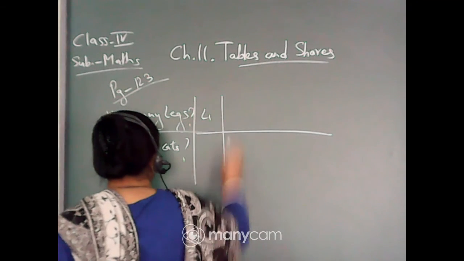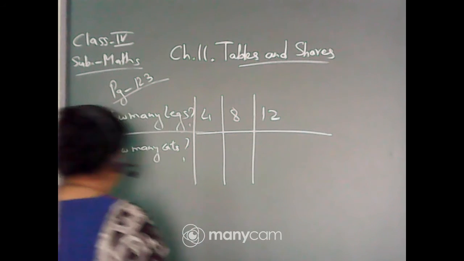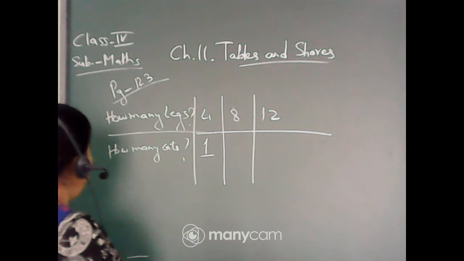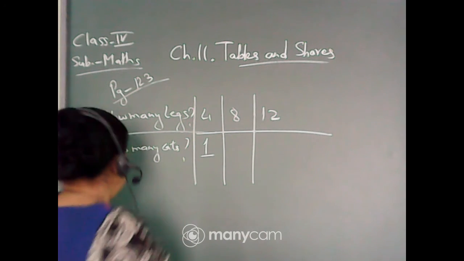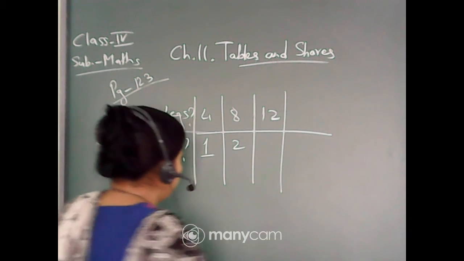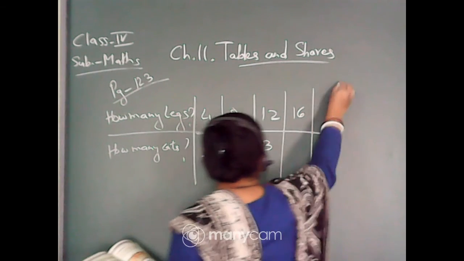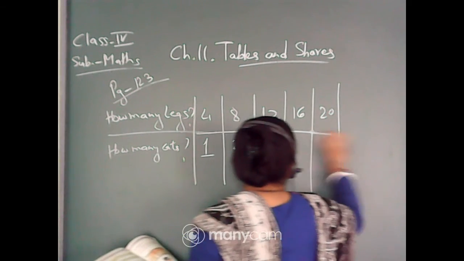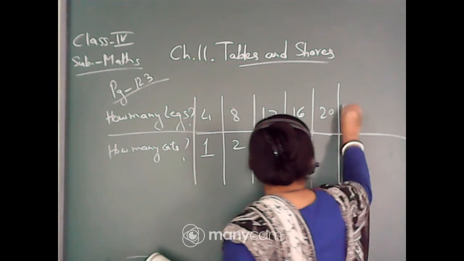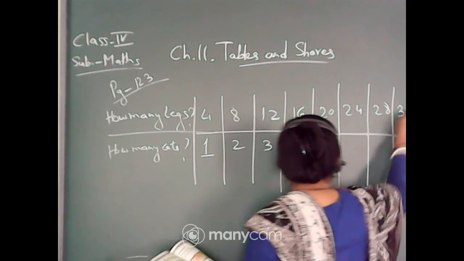First one is given 4. If there are 4 legs, that means how many cats? Only 1 cat, because 1 cat has 4 legs. If there are 8 legs, that means 2 cats. If there are 12 legs, that means 3 cats. Next will be 16. Next will be 20. 8, 12, 16, 20, 24, 28 and 32.